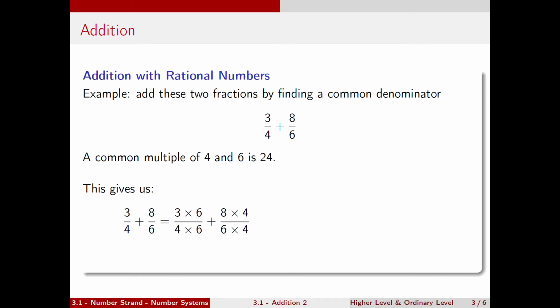We do the same to 8 over 6. We need to multiply 6 by 4 to get 24. If we multiply the bottom line by 4, we must also multiply the top line by 4. So this will give us 18 over 24 plus 32 over 24. And we can see that we got exactly what we wanted, which was the same number on the bottom of both of the fractions. Our next step now is that we can add these together by putting 18 plus 32 all over 24. This will give us 50 over 24, which can be simplified to 25 over 12.